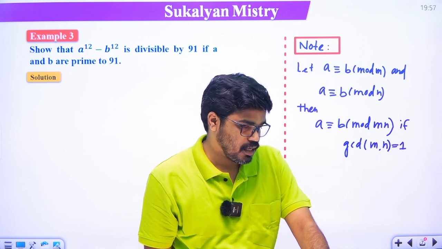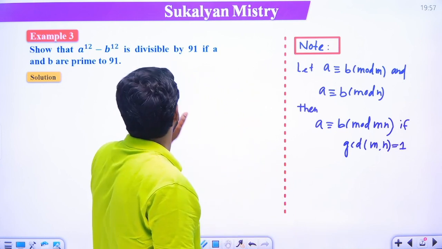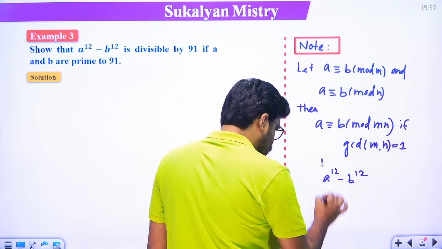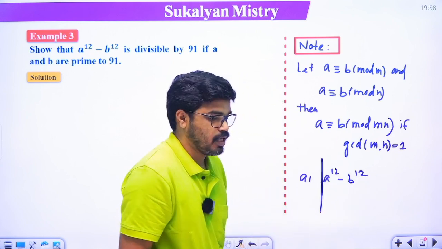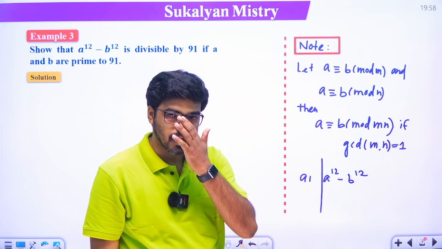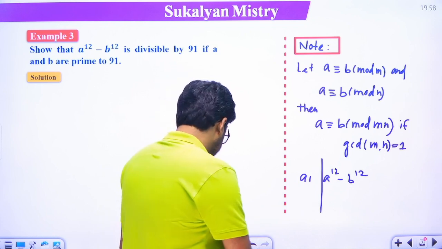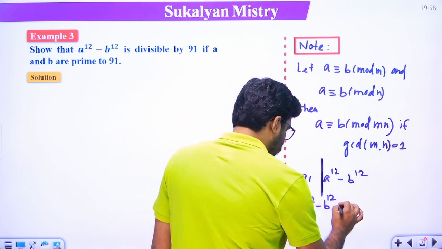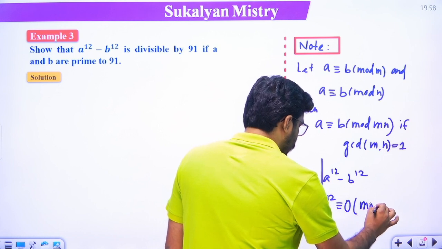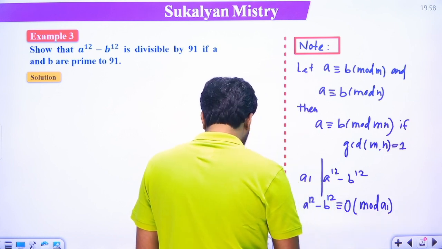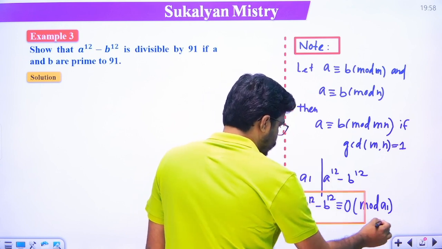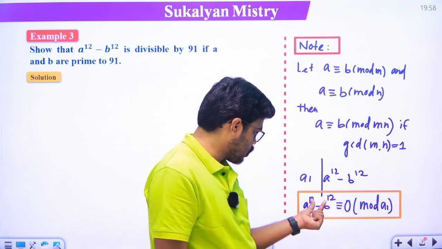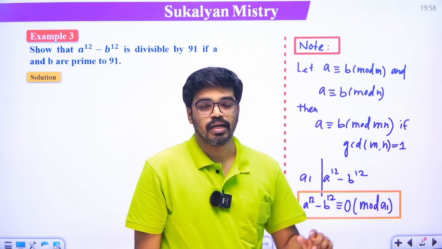Okay, right? So now here we have to show our target: that A to the power 12 minus B to the power 12 is divisible by 91. That means we have to show that A to the power 12 minus B to the power 12 is congruent to 0 modulo 91. So this is our target basically.